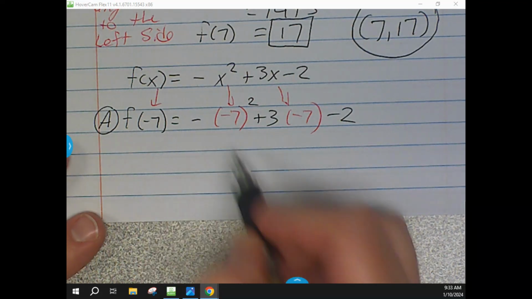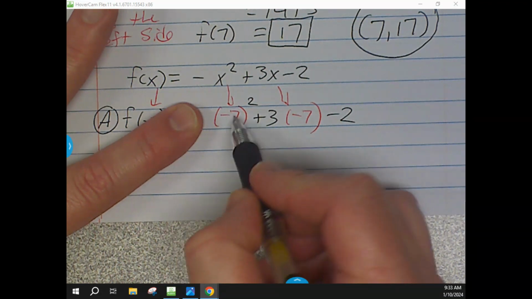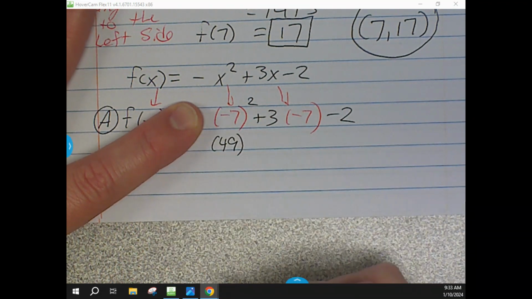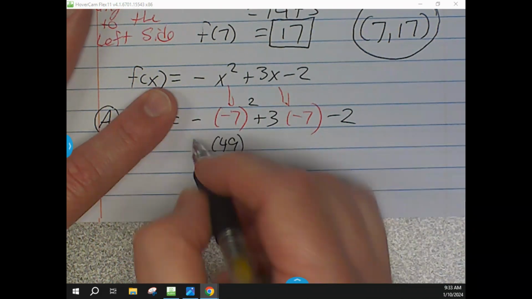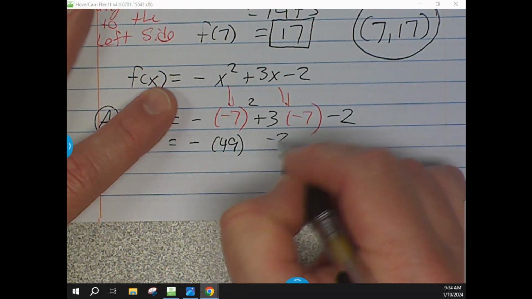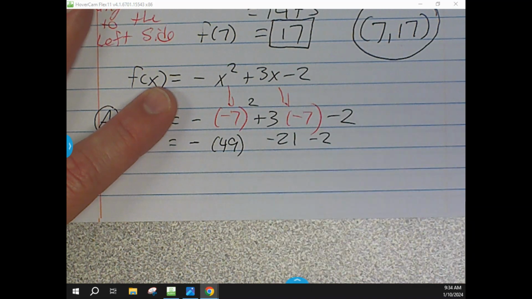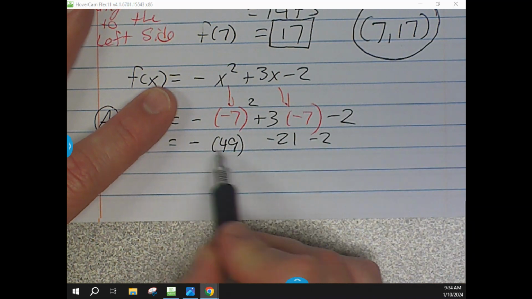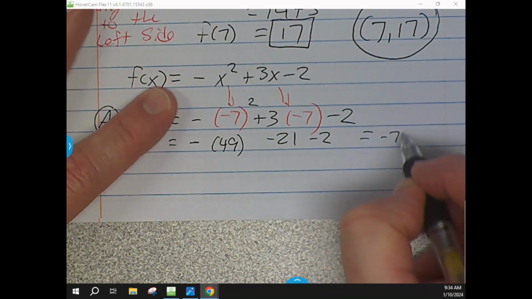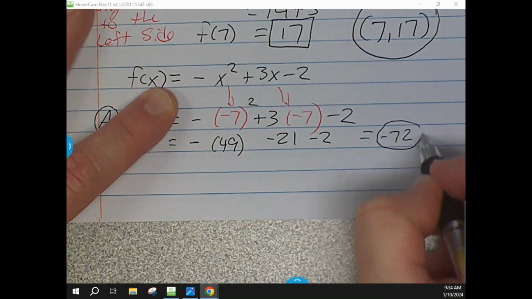before you do the minus, the negative, you've got to do negative 7 squared to make that 49. The minus that's in front is going to stay out there regardless of what we're going to do back there. Okay, you've got 3 times negative 7, which is negative 21, minus 2. So if we do negative 49 minus 21, that is negative 70 minus 2. So that would be a negative 72.